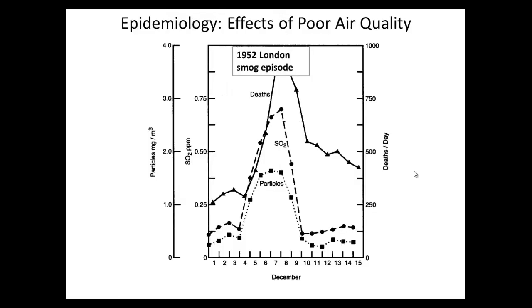The way they measured how many people died from the pollution is called an epidemiological study. If you look at the y-axis here, this is particles and sulfur dioxide in ppm, and the dates of December. On the other y-axis, you have the deaths per day. Notice that these boxes on the graph represent the particles.